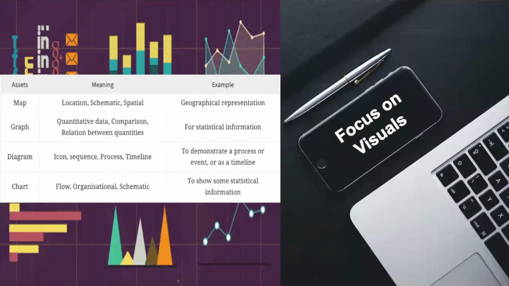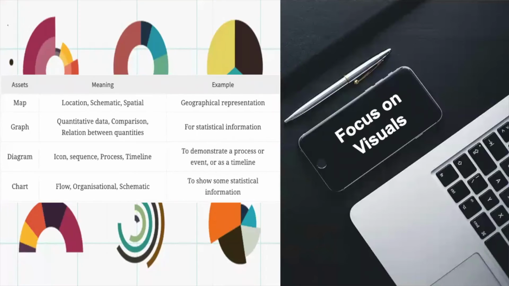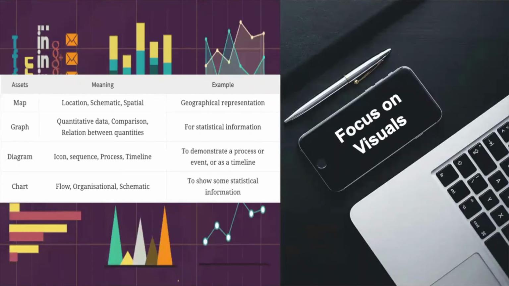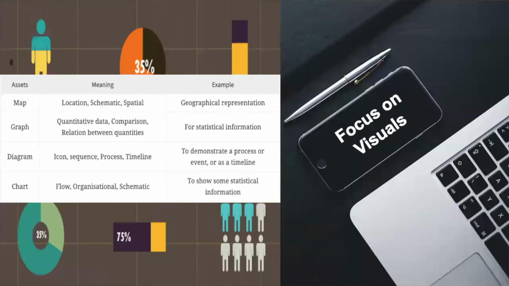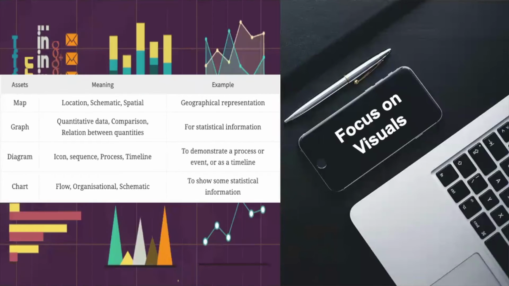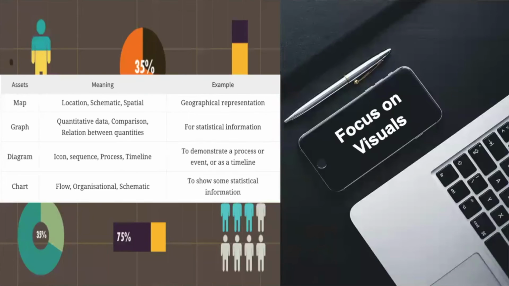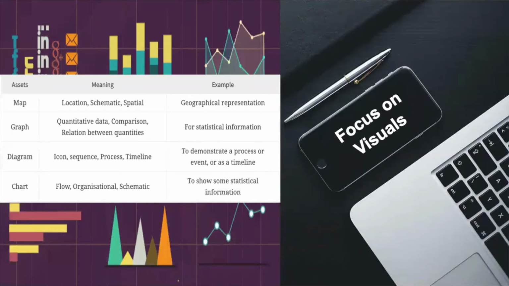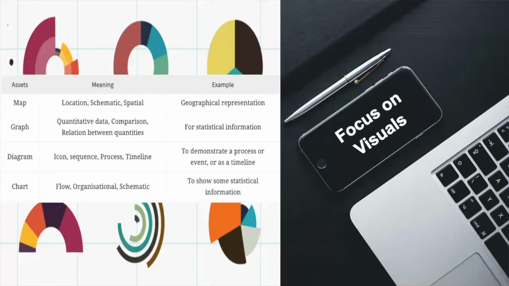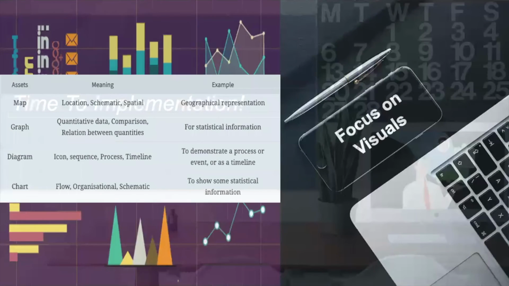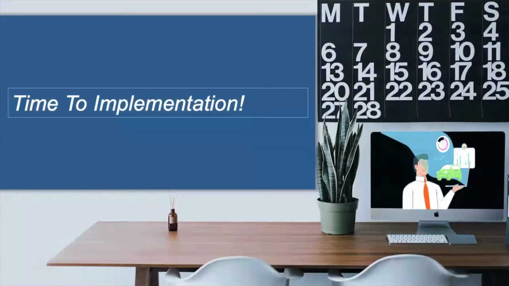The fourth one is the chart. That could be a flow chart or an organizational chart, to show some information. If you want to make a flow chart for your course or something, you can use charts for this purpose. So these are the main assets, and this is their meaning and how we can use them. Now it's time for implementation. I mentioned some free websites you can use very easily.